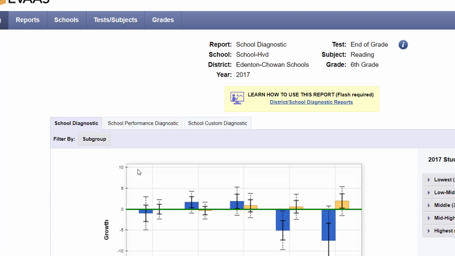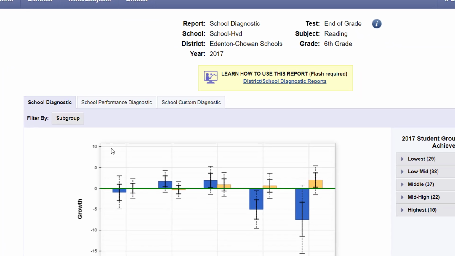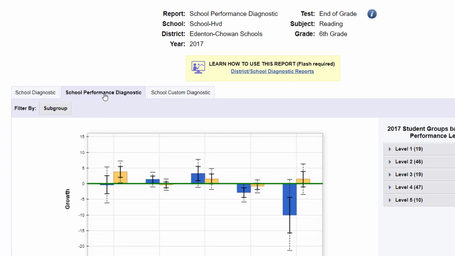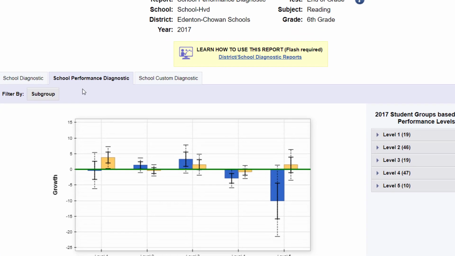When we go back to the first screen of our diagnostic report, remember we said we had 3 tabs at the top that you can use. Okay, when we go back to our first screen of the diagnostic report, we're going to take a look at what this second tab is used for, and that's called the School Performance Diagnostic. The School Performance Diagnostic places students in groups based on state performance level ranges in which they are expected to score. So this is available for your EOGs and your EOCs only.